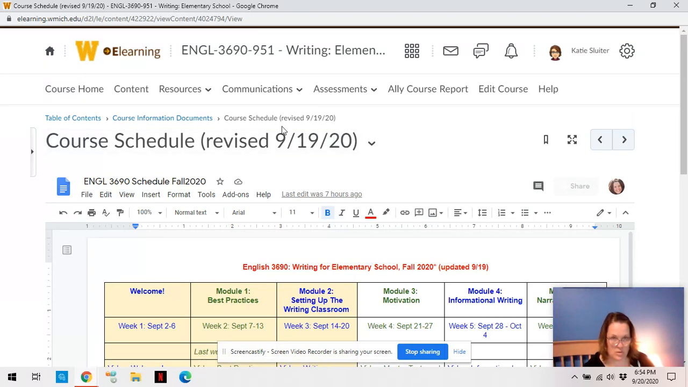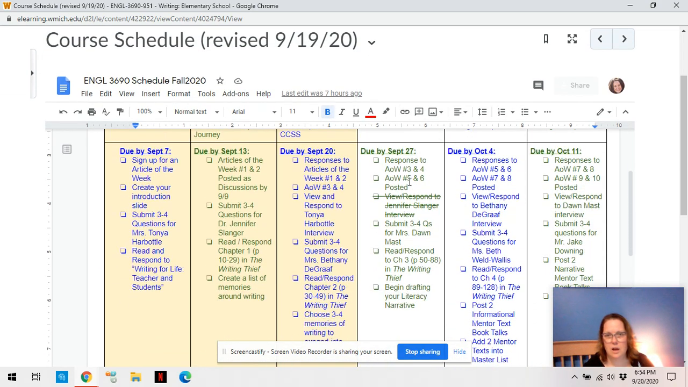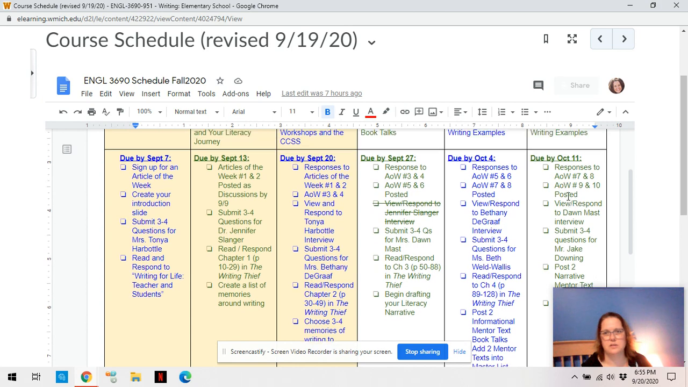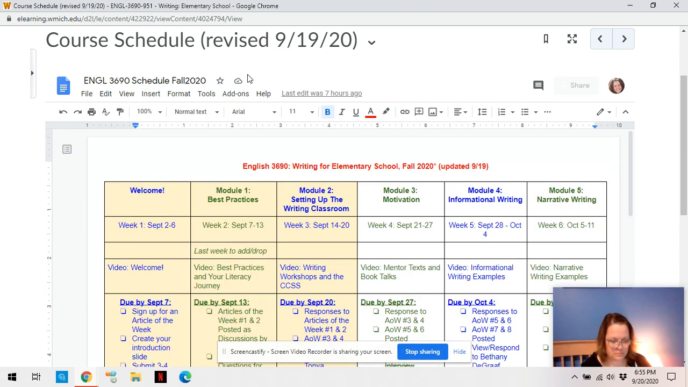Oh, I also changed something. You'll see here, responses to Article of the Week 3 and 4 are due by the 27th. And then instead of on Wednesday, I don't know what I was thinking. You don't have to respond to Article of the Week 5 and 6 until next week. So if you're doing Article of the Week 5 and 6, you have until the 27th. You don't have to have it done by Wednesday. This is your best go-to place for what is due because it's even in checklist form. So be checking back here often.